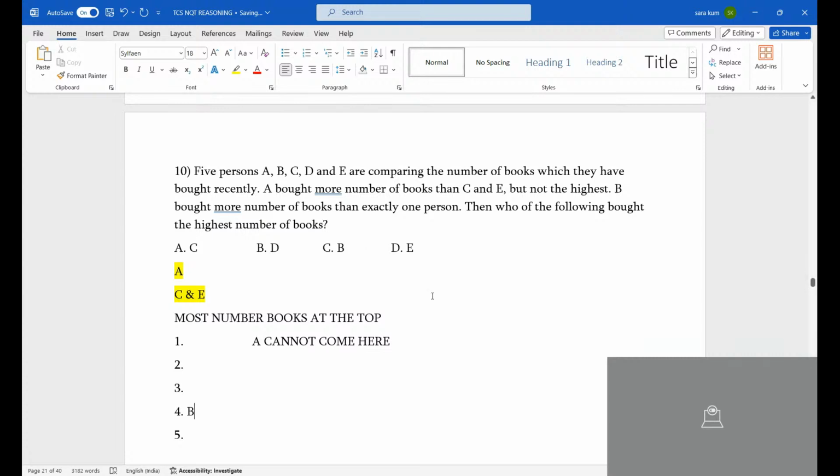Now, who of the following bought the highest number of books? From this, what can you understand, guys? Let's say you put A here. Now C and D cannot be at the bottom, so the only possibility for A is here, correct? So now you could have C or E here, and similarly E or C here, right? This is a possibility. So who got the most number of books? It is D actually. Right, the answer is D. So it makes sense.